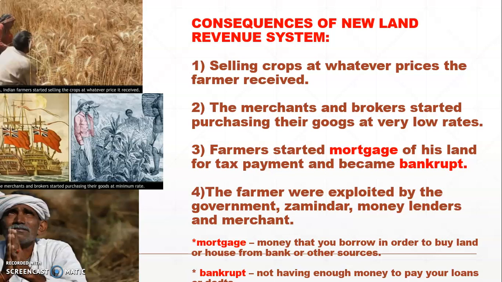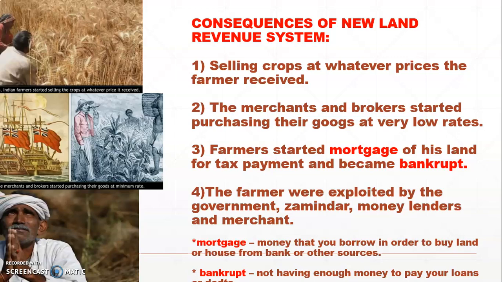Those farmers who failed to pay the taxes, their land was confiscated. Confiscated means the land was taken by the Britishers. The British system of land revenue collection differed from place to place, and because of this the farmers were getting exploited. Exploited means they were getting spoiled.